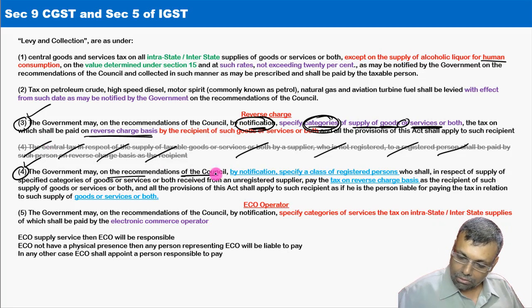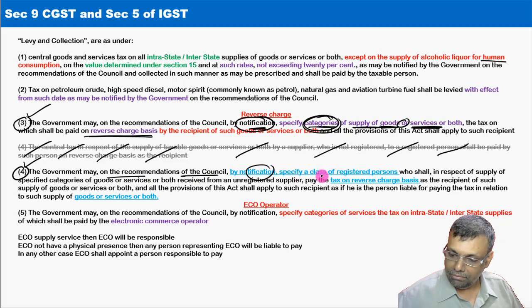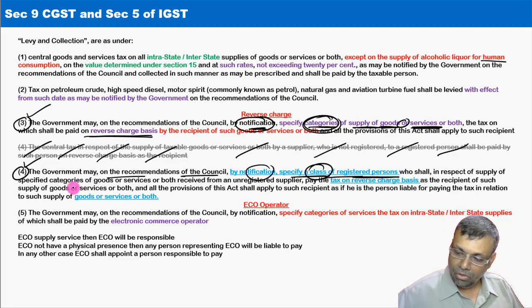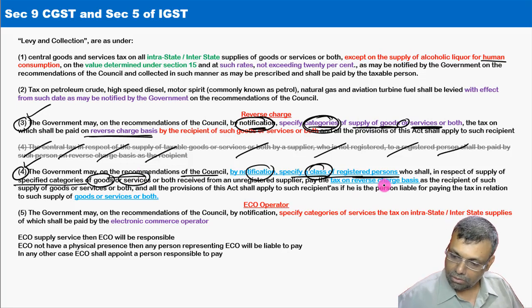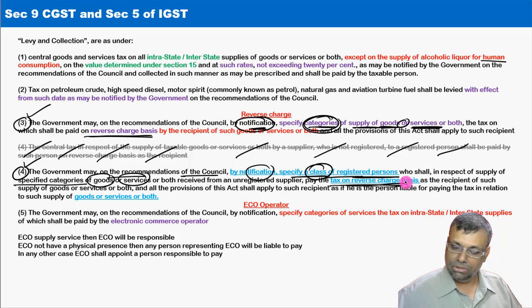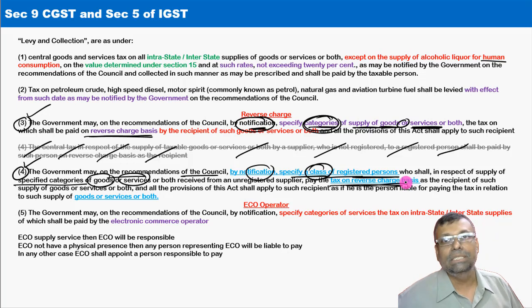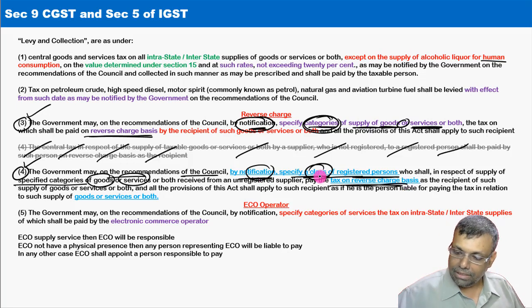The newer provision says that on the recommendation of the council, of course by notification, specify, now listen to this very carefully, the class of registered persons. So now it is a class of persons who shall, in respect of specified categories of goods or services, or both of course, have to pay tax on a reverse charge mechanism. Okay, so now it is a specified class of person with respect to the specified class of goods or specified class of services that will be subjected to the reverse charge mechanism, and of course everywhere it is by notification under the GST provisions, and accordingly the GST provision will be applicable.